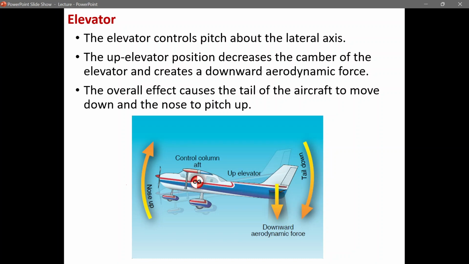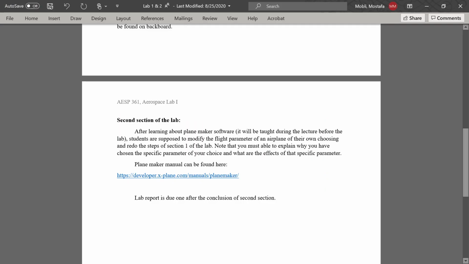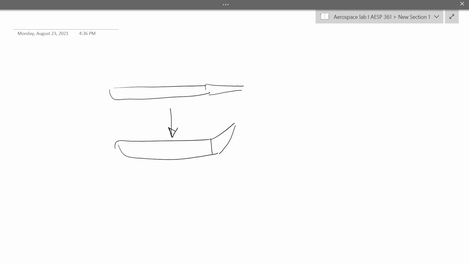So elevator, let's just dig a little deeper into how the elevator changes the pitch of the aircraft. Whenever your elevator moves up a little bit, what's going to happen is that you are going to actually go here. So you have this tail wing, and the elevator is connected to this tail wing. Whenever this elevator moves up, you will have a downward force on the elevator at the tail of the wing, which means that the nose of the aircraft will pitch up, right? But the question I have for you is, why does this happen? Why does the upward movement of the elevator cause a downward force?